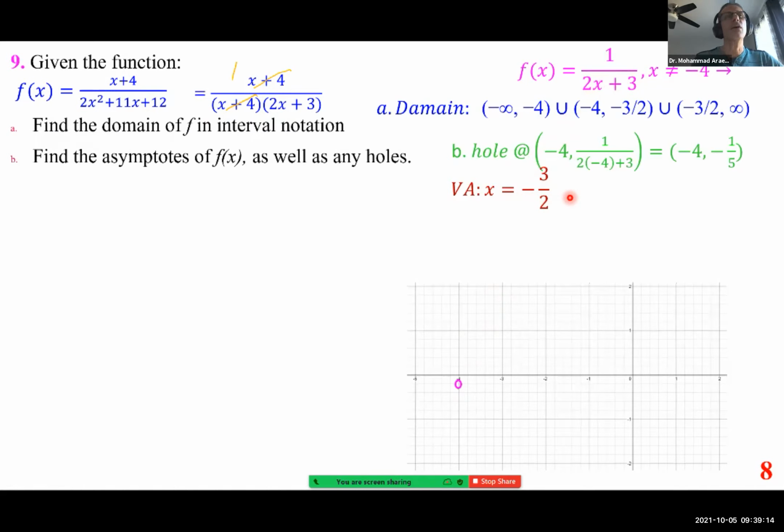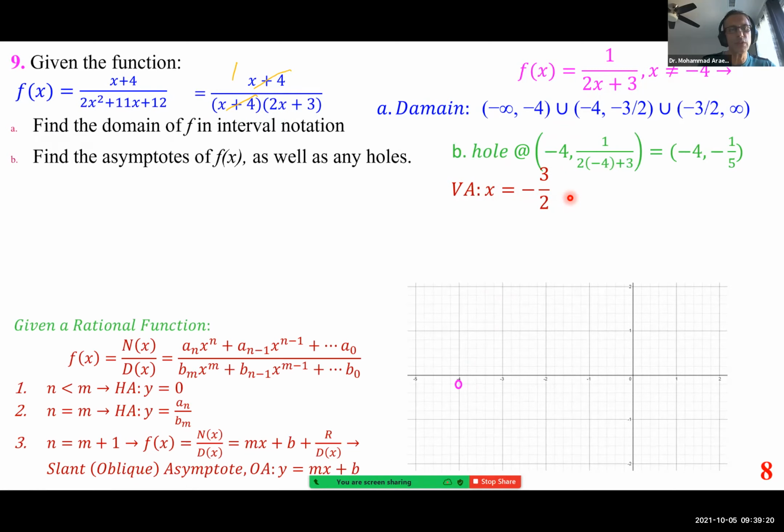Let's discuss horizontal asymptotes and oblique asymptotes. So I'm going to remind you of what we have learned. F of x is n of x over d of x. In other words, the numerator over the denominator. This is a sub n x to the power of n all the way to a sub 0. This is b sub m x to the power of m all the way to b sub 0. If the degree of the numerator, that means n, is less than m, then the horizontal asymptote has the equation y equals 0, and this is the case for us here. The degree of the numerator is 0, the degree of the denominator is 1. I hope you realize that. Therefore, there is a horizontal asymptote, y equals 0.